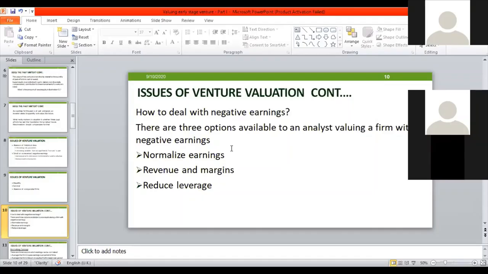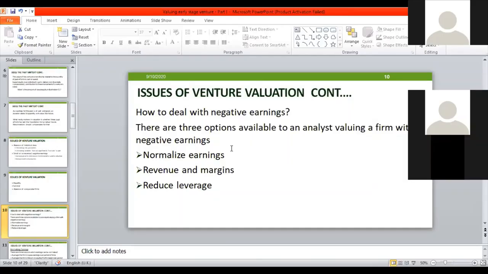Normalizing the earnings means we can replace the current earnings, which is a negative value, with a positive normalized earning. So we will think about what the value of the earnings would be if the firm operates in a normal way, and then we replace the negative earnings value with it.